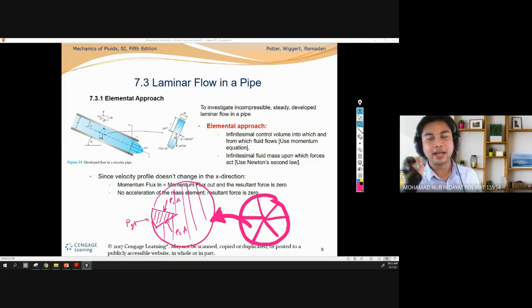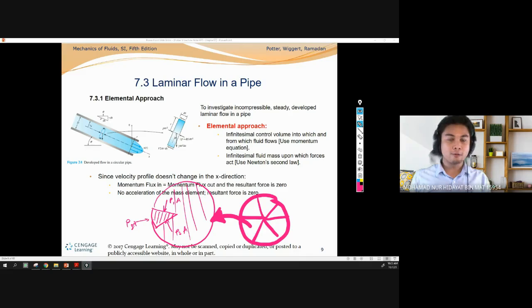Yes, correct, Amirul. Elemental approach means you take a very small portion. In this case, the pizza. You try to solve with the force equation, F equals ma, F equals 0, and then you integrate to get the whole solution, which in this case is the pizza.